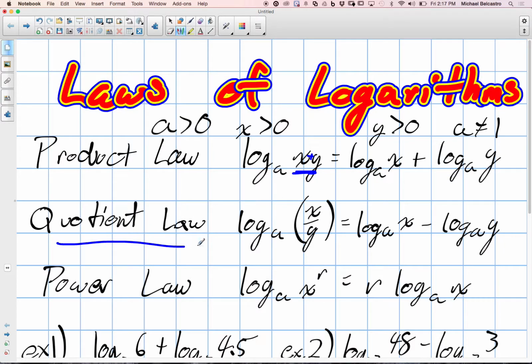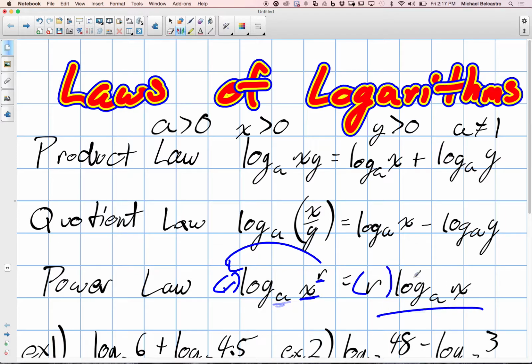Okay, the quotient rule, or law, is log base a of x divided by y, which can also be rewritten as log base a of x, and then we subtract log base a of y. And then finally, the power law is what we talked about the other day. We have log base a of x to the power of r. We can just bring that r down in front and multiply by that value of r and keep the log the exact same. And that'll be very helpful when actually trying to solve for exponent rules.